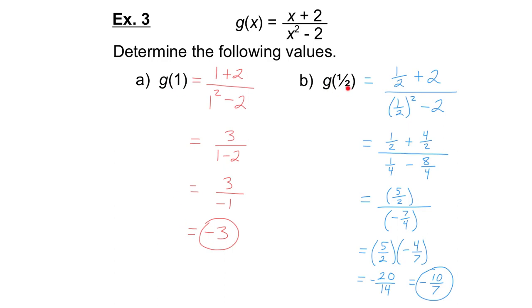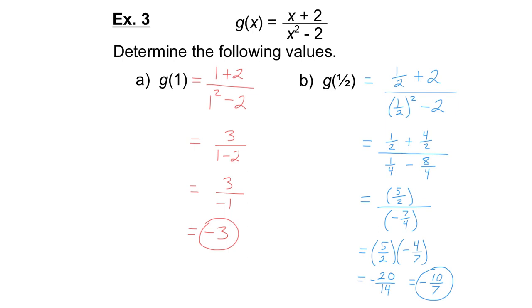Here we have g of a half. Here we have a fraction again. So we're going to make x a half, because that's what the function notation tells me x is. So I have a half plus 2 in my numerator, and a half squared minus 2 as the denominator. If you're going to add with fractions, you have to have a common denominator. So 2 is 4 over 2 as a fraction. 1 over 2 plus 4 over 2 is 5 over 2.